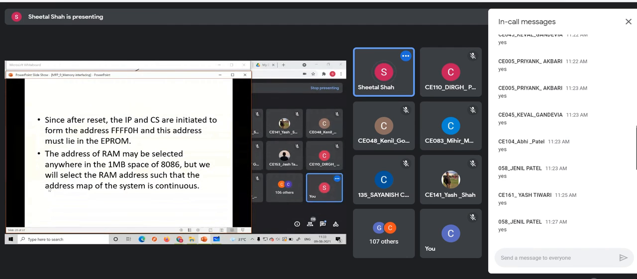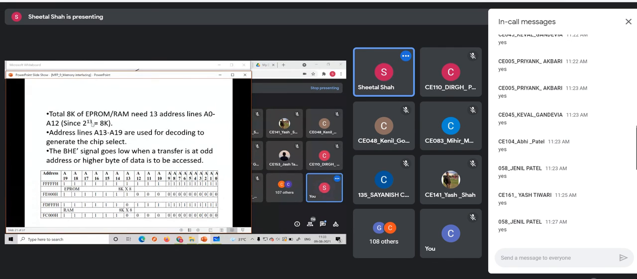Are you getting this? In this example we are considering that the RAM address should follow this ROM address. Anywhere in this 1 mega, the RAM address can be selected, but in this example we are considering that it should be continuous. Okay, so it is given that there are two 4K ROMs. One 4K ROM should be for the even address, the other 4K ROM should be for the odd address.